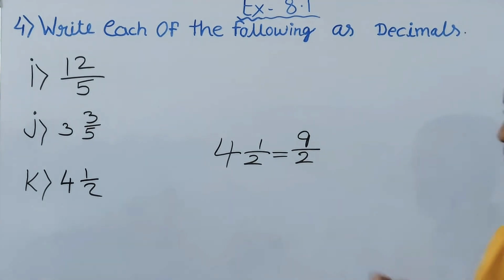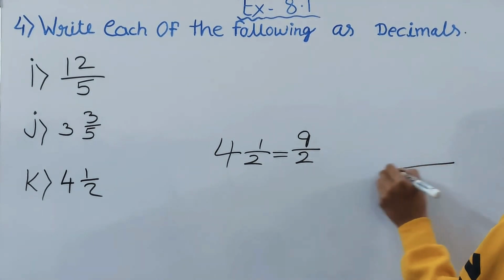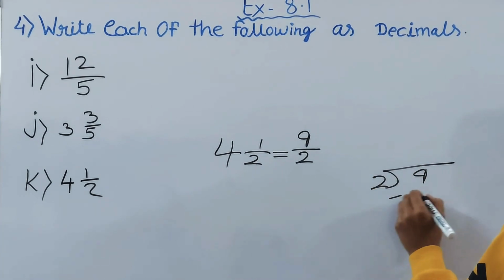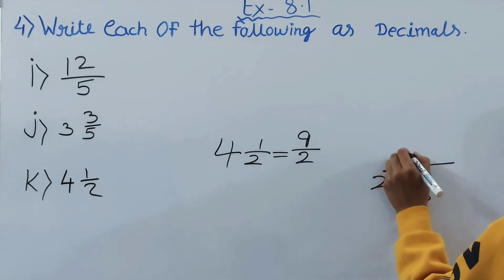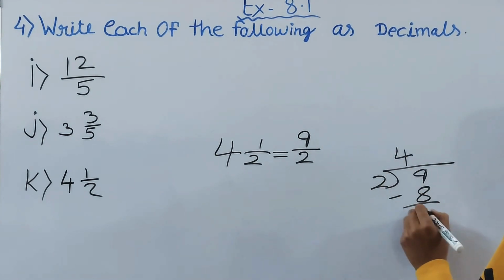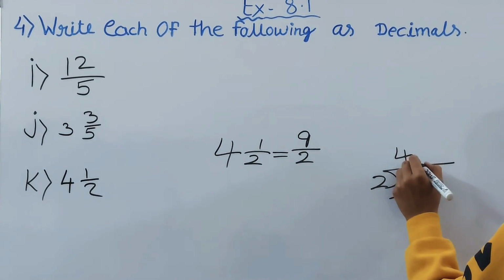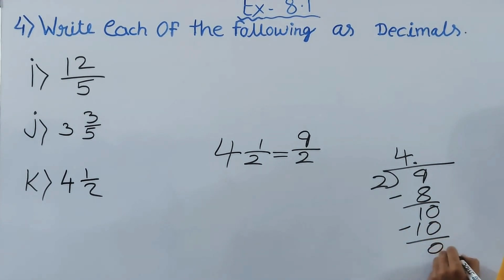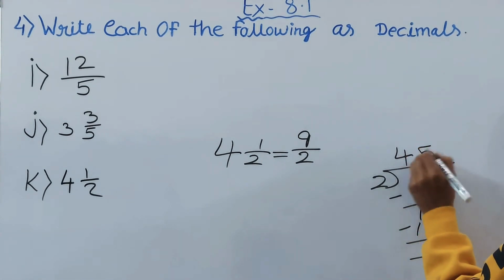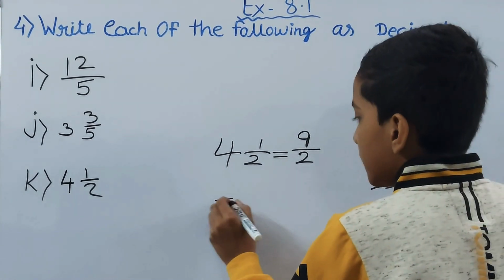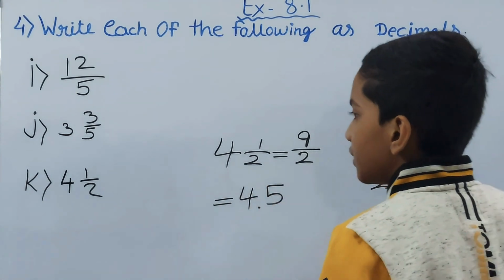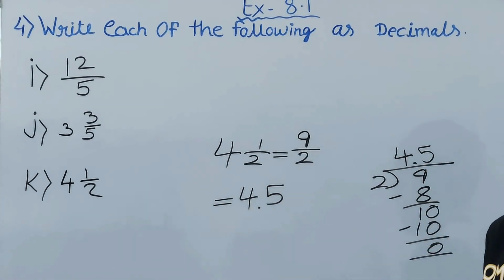Now let's divide them to get the final answer. 9 and 2 here. So we will take 8 from this and it goes 4 times. 1 will be left here. Now we will put a decimal point and then a 0 over here. So 10 is here. We will take 10. So that becomes 5 over here. So this is the final answer, which is 4.5, which is the answer of the K part.